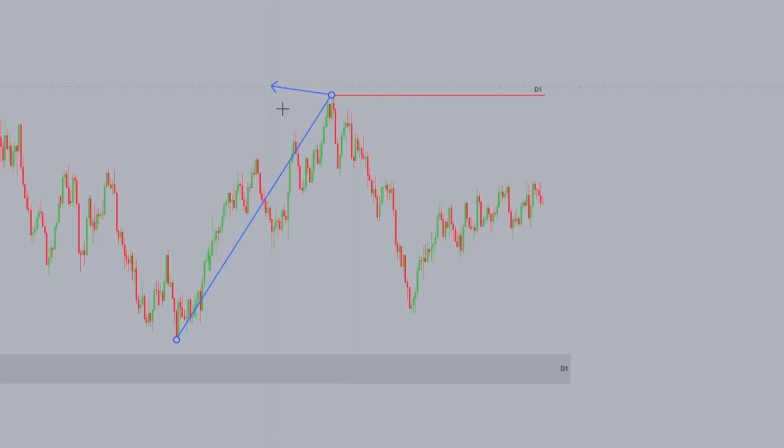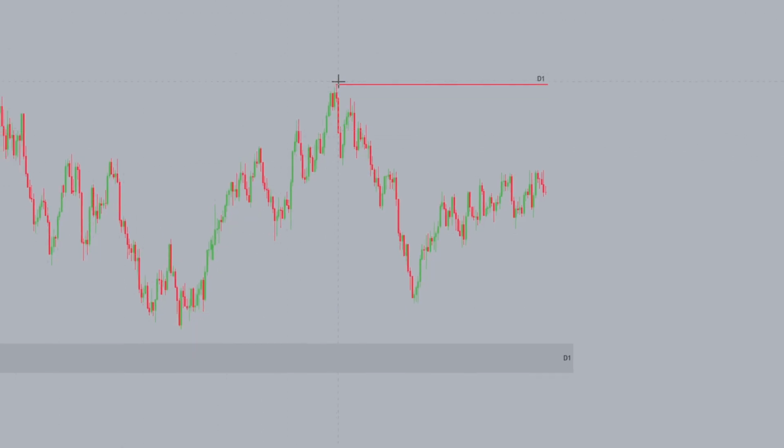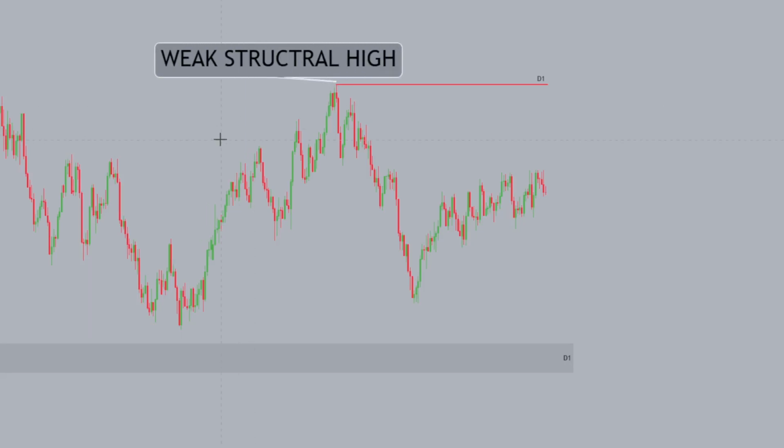Now, when we got to this high over here, what did this high actually produce? Price from this high did try to drive down, but was it successful? Did it take out this low, right? Did it actually take out this low? The answer is no, right? So what we have over here is a weak high. So this is a weak structural high in the markets, a weak structural high.